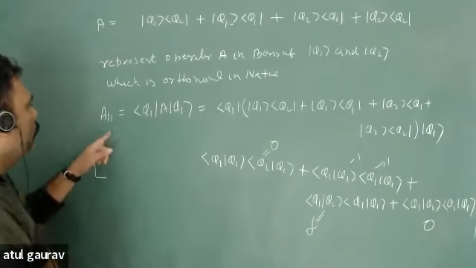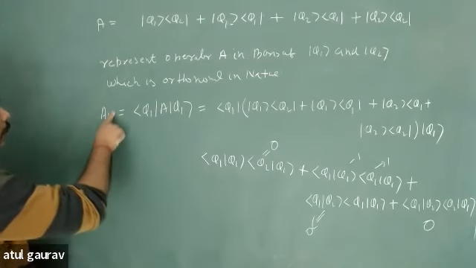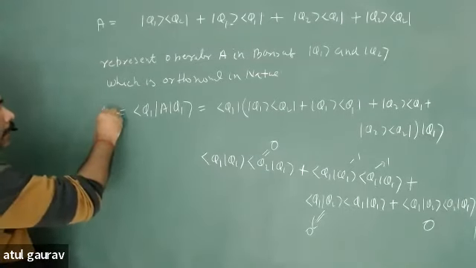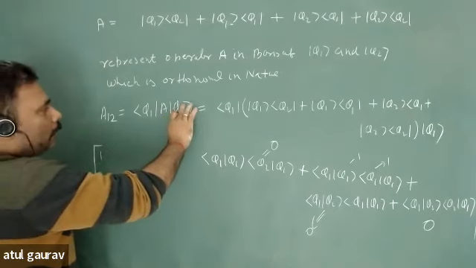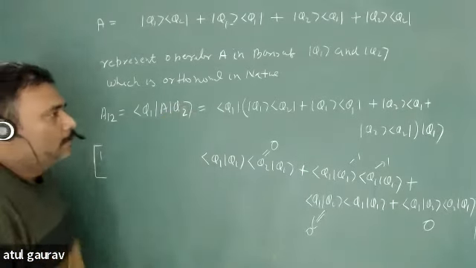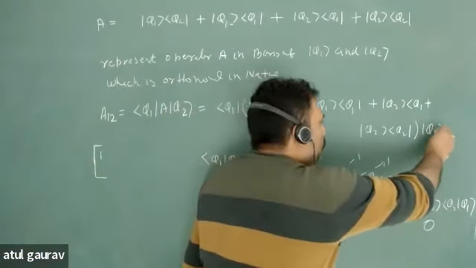Now I am writing 1 2. So what should I do? Write 2 here, and write 2 here.